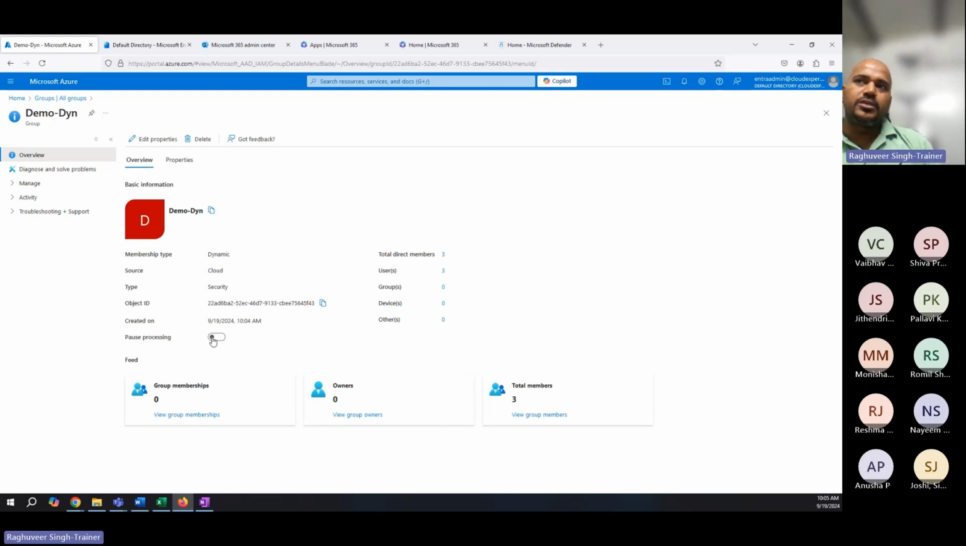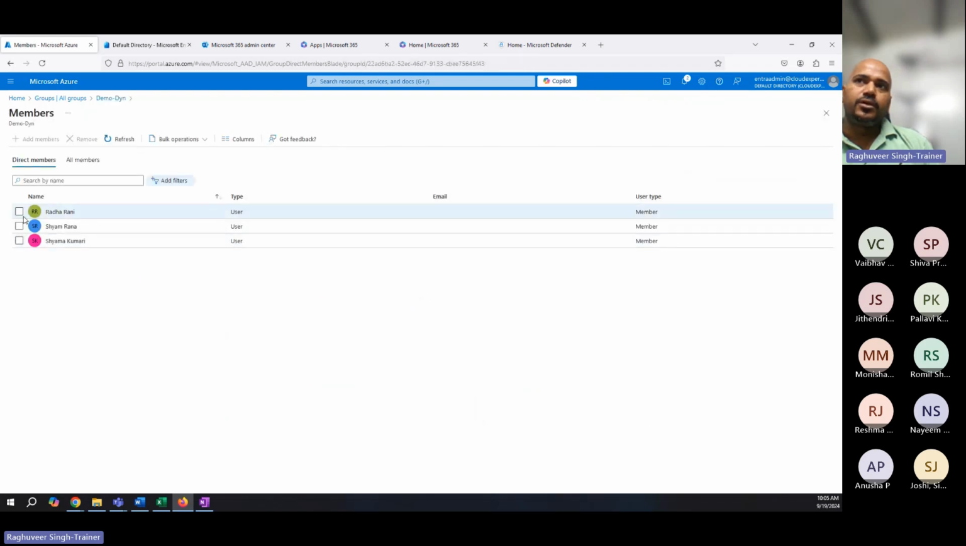You can pause processing also for a dynamic group. Pause processing basically means that nobody will join this group as long as it is paused. So you should not pause it, otherwise users will not automatically join. If I want to see the members of the group, I can see them here. You can see Radha Rani, Shyama Rana, and Shyamappa. Automatically they join, and they are all direct members of the group.